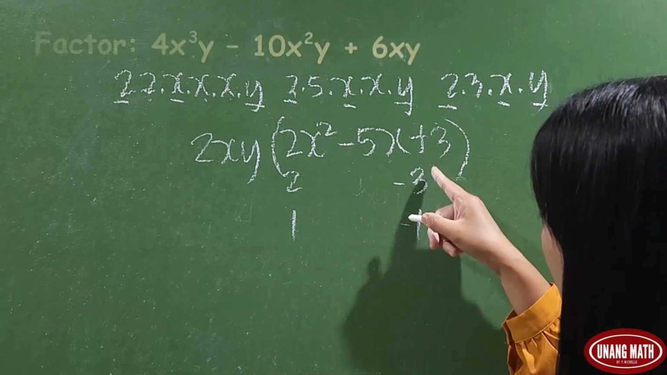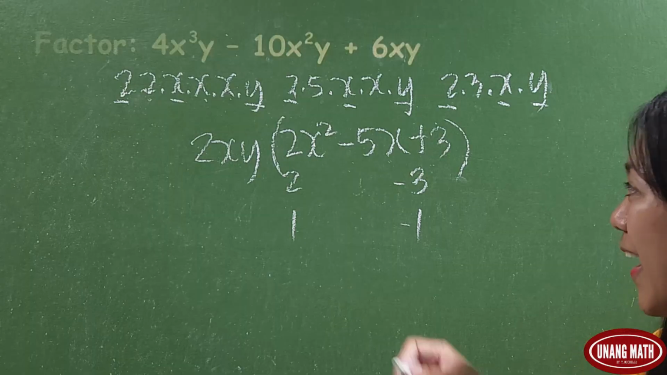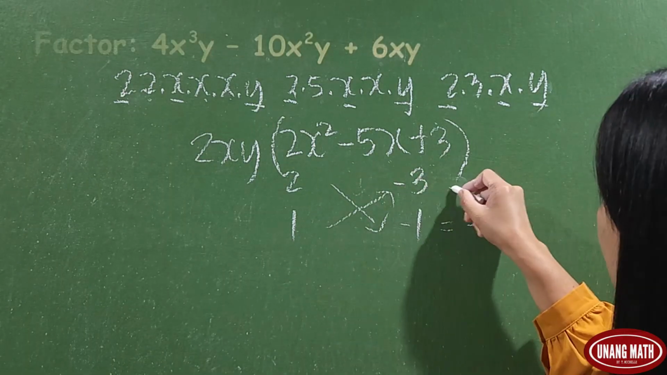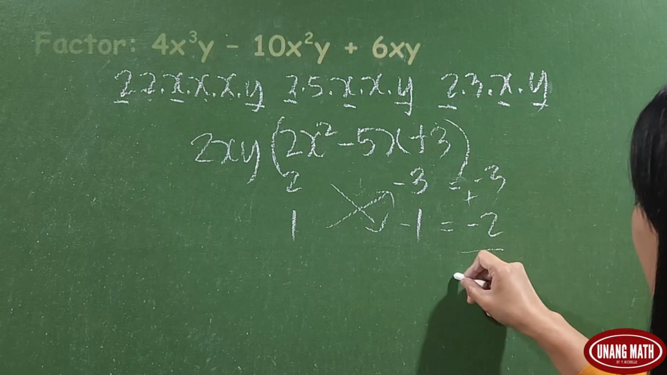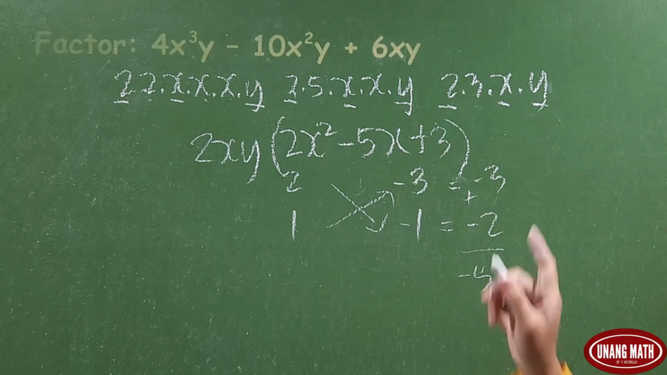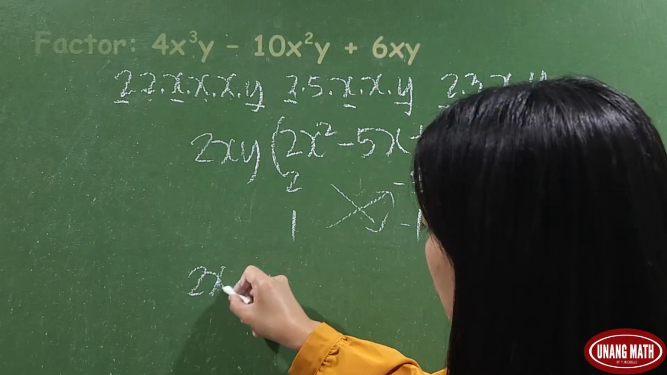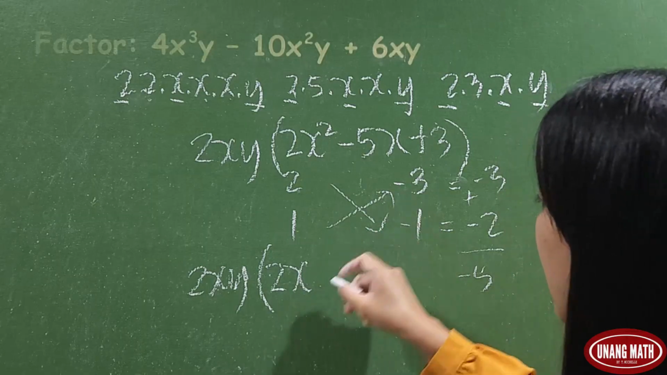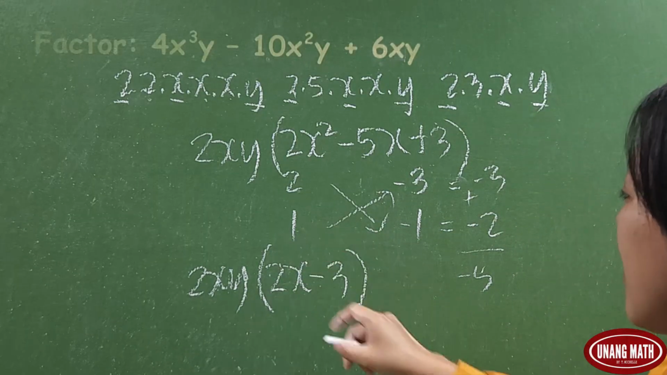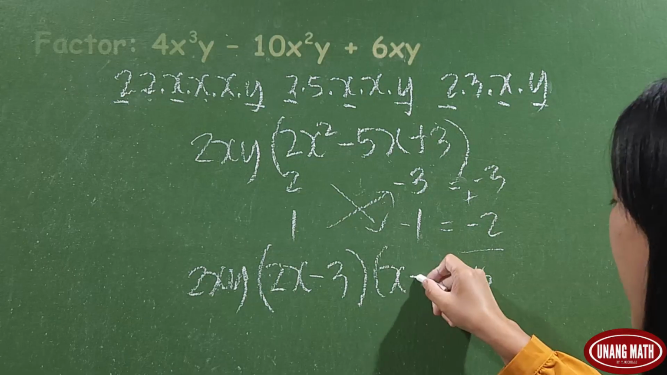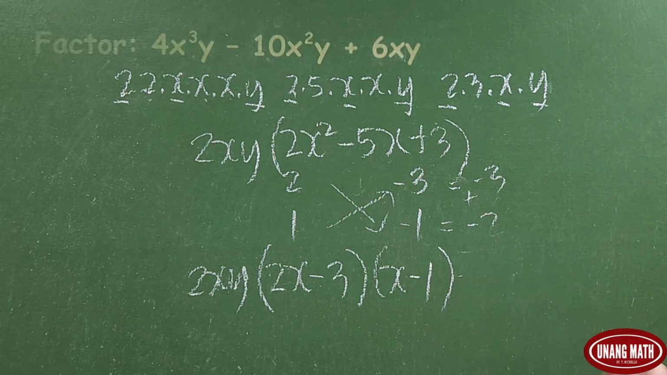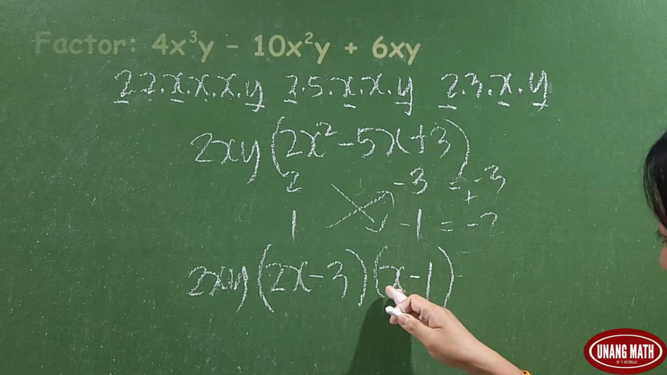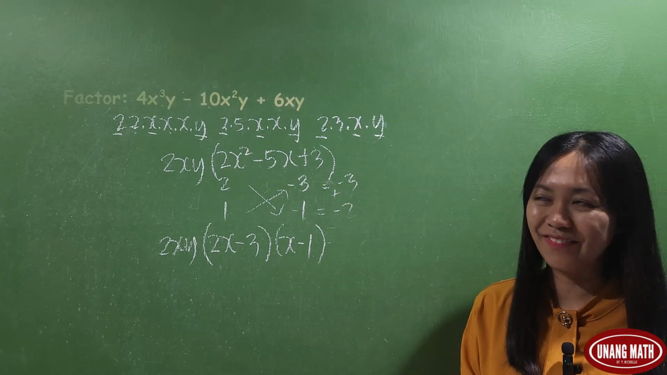So, it means both numbers are negative. So this is negative 2 and this is negative 3. So when we add, it's negative 5. So it means we have here 2xy. This is 2x minus 3 and this is x minus 1. So we have 2xy times 2x minus 3 times x minus 1.